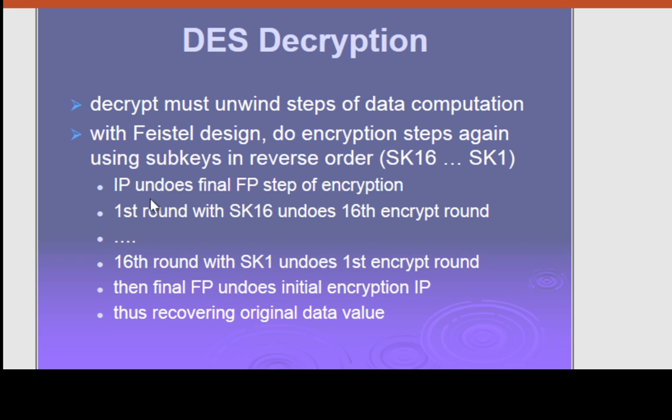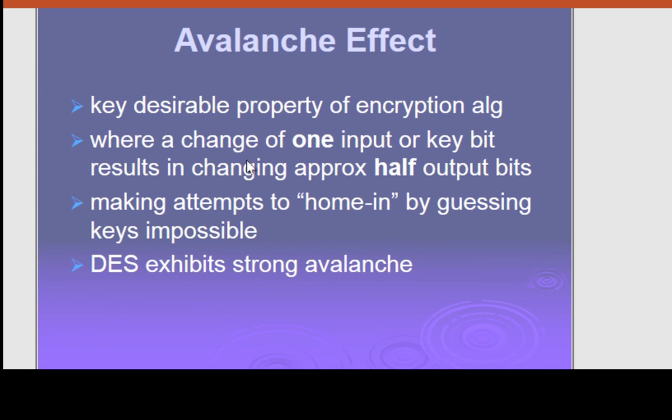The initial permutation undoes the final permutation step of encryption. The first round with SK16 undoes the 16th encryption round. So this is how the decryption of the Data Encryption Standard is done.